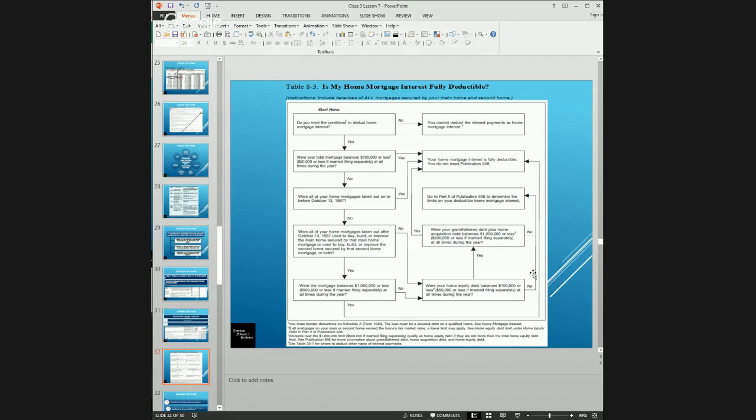This is Table 8.3, part of Chapter 8 in Publication 17, and this will go through specifics as to whether or not your mortgage interest would be fully deductible. The key thing here is it has to be secured by your home, and the money had to have actually been borrowed in association with your home. So if you took out a home equity line and used that line of credit to purchase a car, then you would not be eligible to deduct the interest paid on that equity line on your tax return.